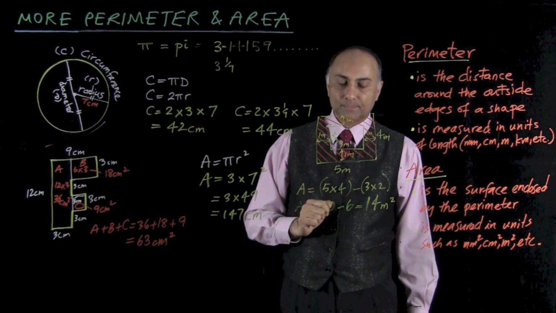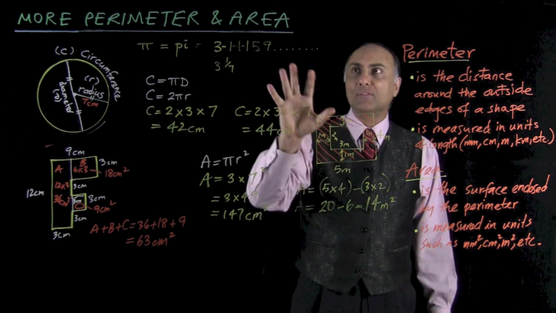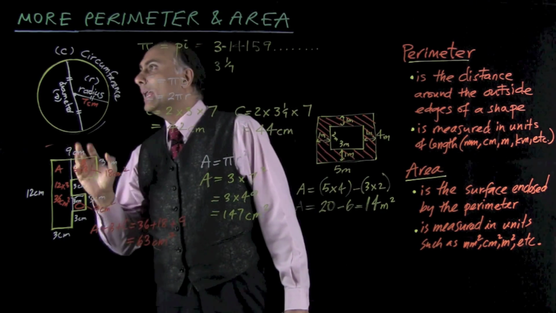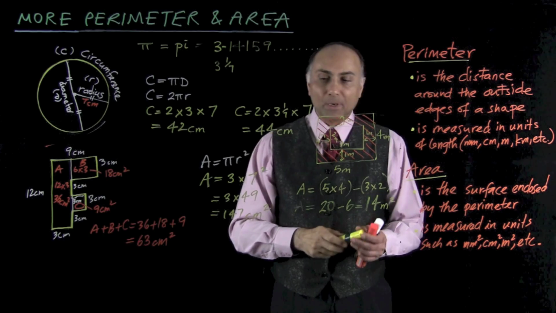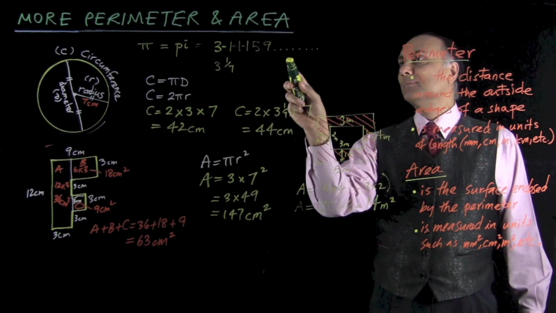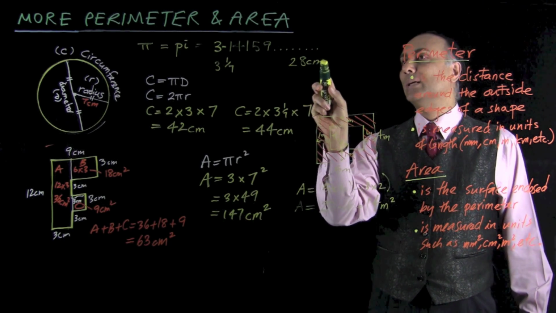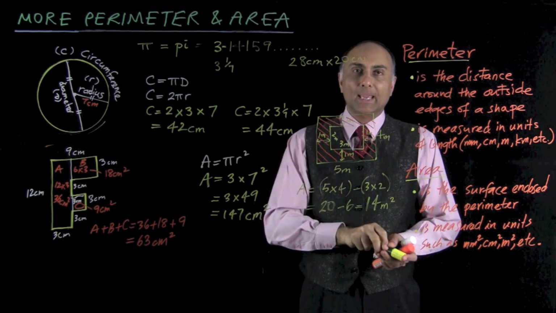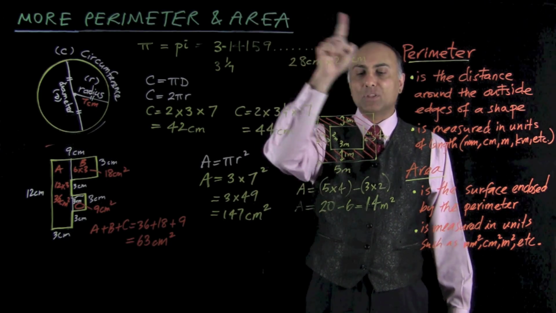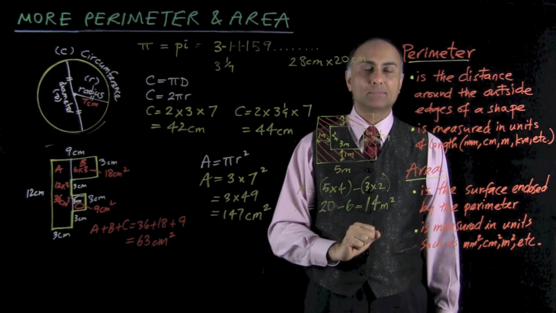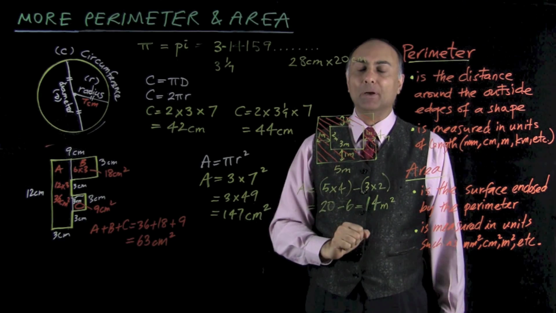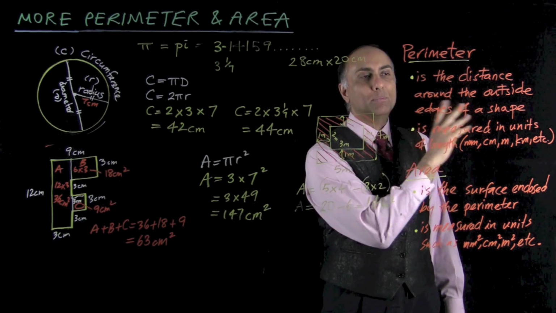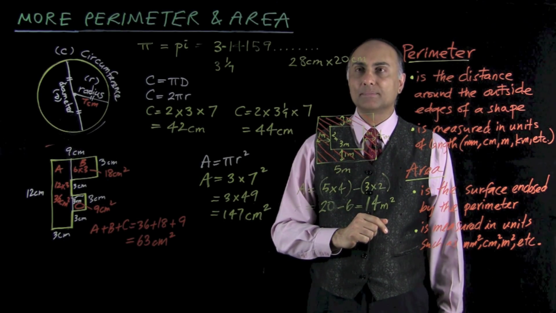Here's another question. Supposing you have a rectangular piece of paper, and that this rectangular piece of paper is 28 centimeters by 20 centimeters. And what you have to do is cut out the biggest circle you possibly can from that piece of paper. So we want the circle, and the rest of the paper is going to go to waste.